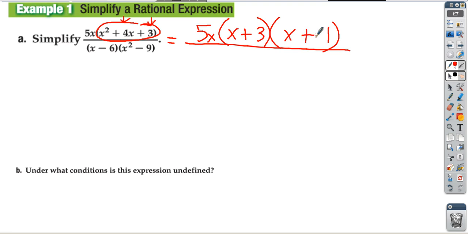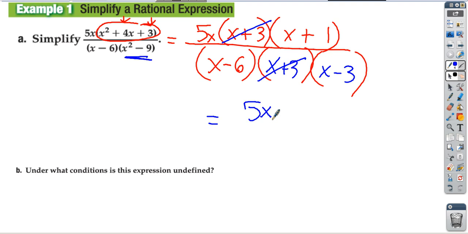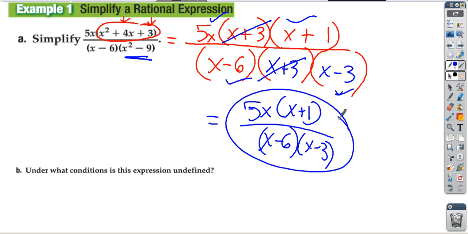And if we do this correctly, normally what will happen is when we factor the bottom, something will be able to cancel out. So if you look at, let me change the color here, if you look at this one, that's a difference of squares. That factors to x plus 3 times x minus 3, and the reason we did that is because now we can cancel these out. And so the simplified version is 5x times x plus 1, that takes care of these two, over x minus 6 times x minus 3. And you don't have to multiply that, you can just leave it exactly as it is. So there's the simplified version. So at least a little bit simpler than what we started with.